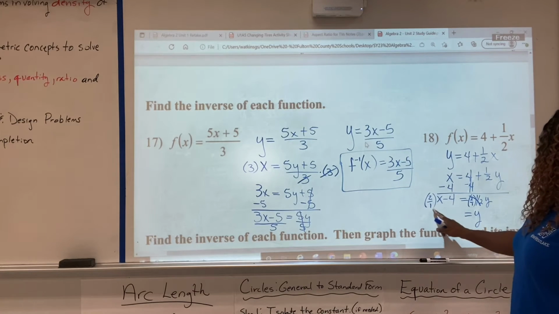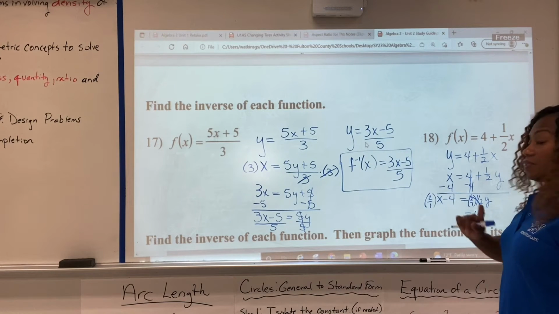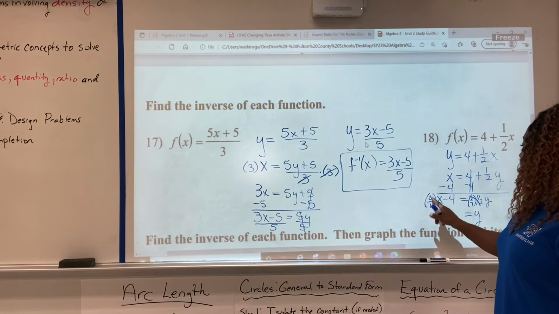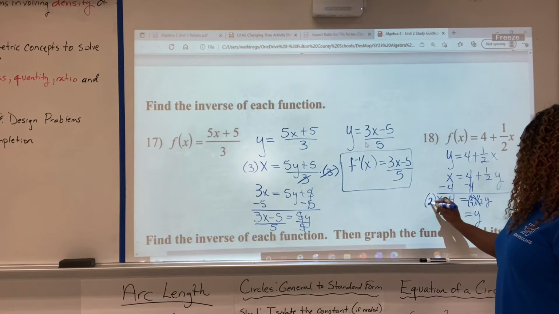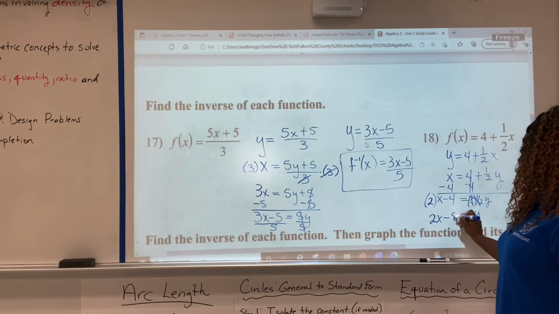Now let's work this side out. Now what is 2 over 1? It's 2. Anything over 1 is itself. So 2 over 1 is essentially just 2. So what I'm doing is multiplying 2 by x, which is 2x, and 2 times negative 4, which is negative 8.